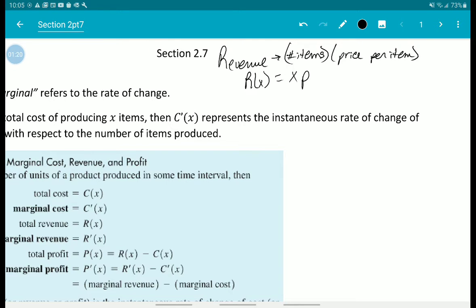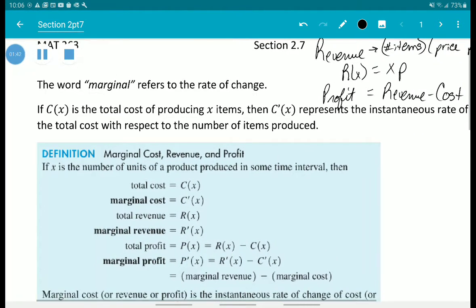And then we have profit. Profit is how much money you have left after you take into account the cost. So define profit is going to be the revenue minus the cost. So those are a couple of foundational things we need to understand before we move into this idea of analysis and using calculus to analyze our types of equations.